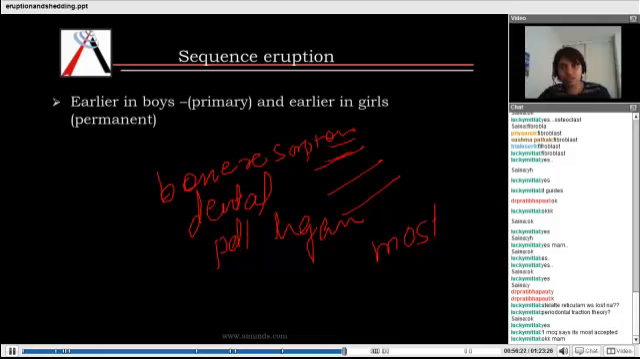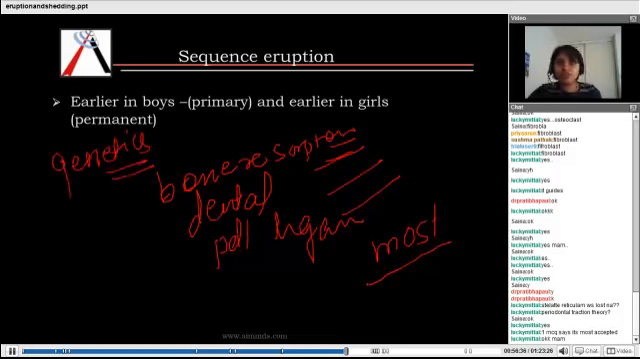Okay, and they just say that these are among the most studied and most argued theories about the eruption. But the main thing they ultimately conclude is that most of the eruption is attributed to genetics rather than to any other environmental factors. Okay.